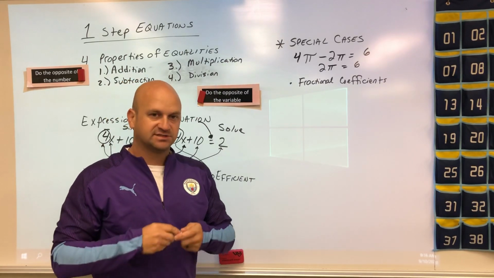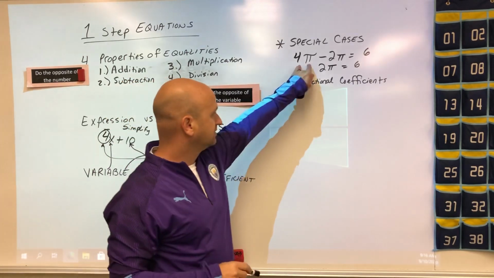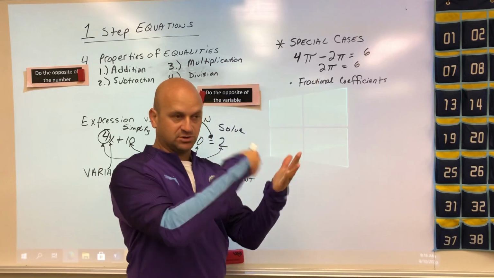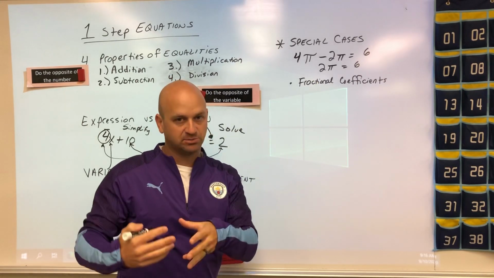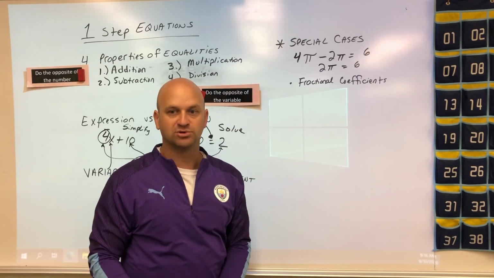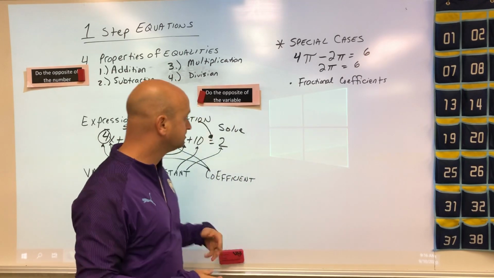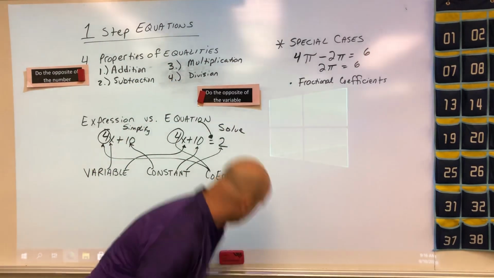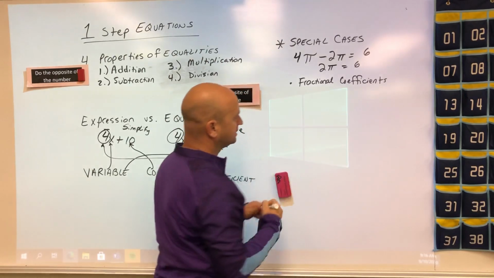Okay, so if you ever run into pi's and they're combined like this with a coefficient, pi is a number, but treat it like a variable in how it behaves in the equation. Okay? All right, here's the one exception I want to talk about.